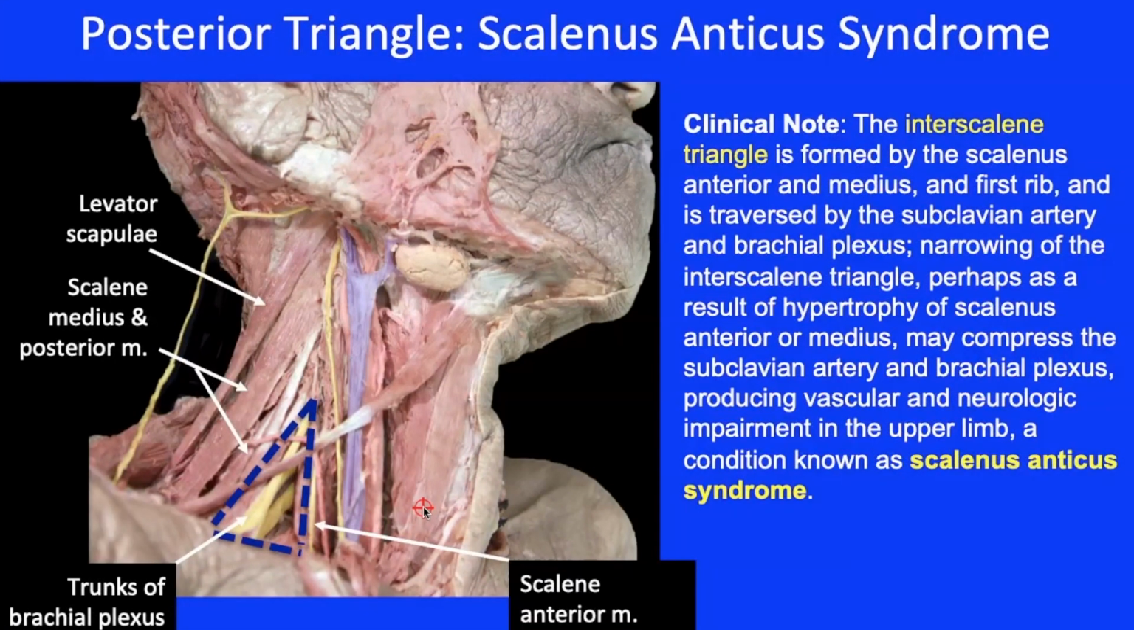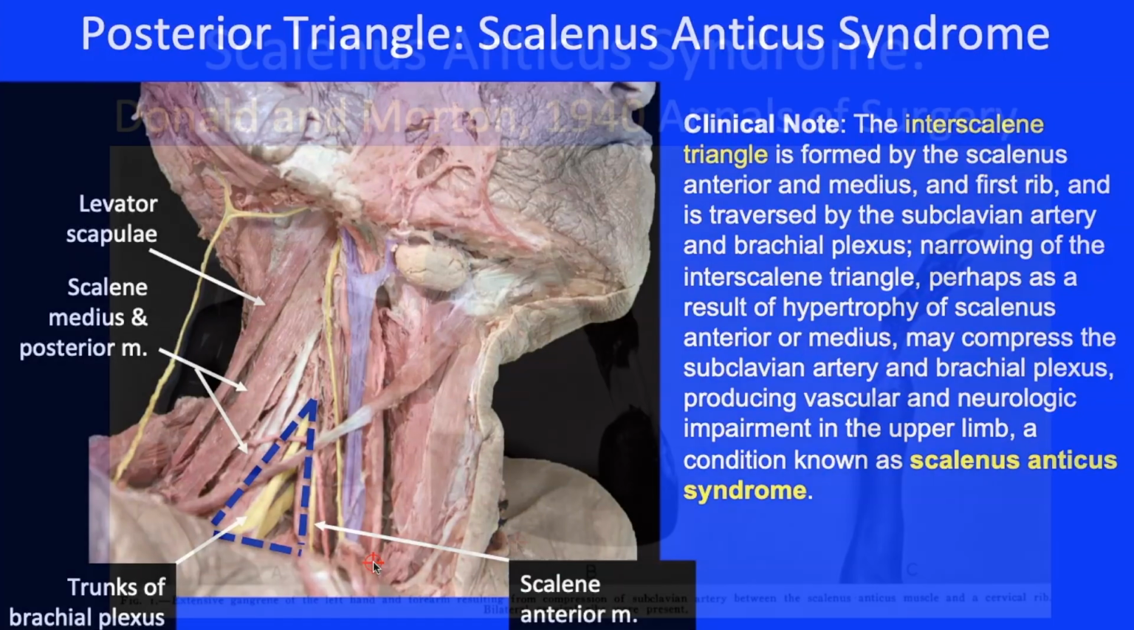The space between the scalene anterior and medius is known as the interscalene triangle, and is precisely where the trunks of the brachial plexus and the subclavian artery emerge into the neck. Compromising the space by a cervical rib can lead to a condition known as scalenus anticus syndrome, in which the blood supply to the affected upper limb is compromised. If not relieved, the patient may ultimately need their arm amputated due to necrosis.